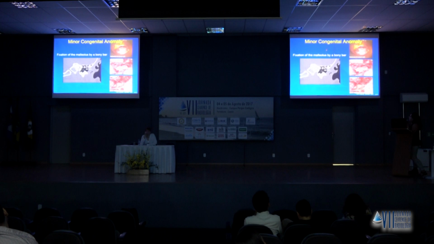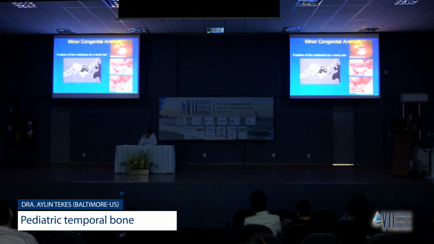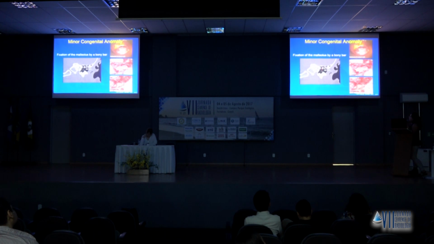Another minor anomaly in the ossicular chain is fixation of the ossicles, and this is a patient that had fixation of the malleus by a bony bar. And these are the endoscopy images. You can see the malleus attached to the canal wall. After the band is cut, you can see the freed up ossicular chain and the lifted drum.